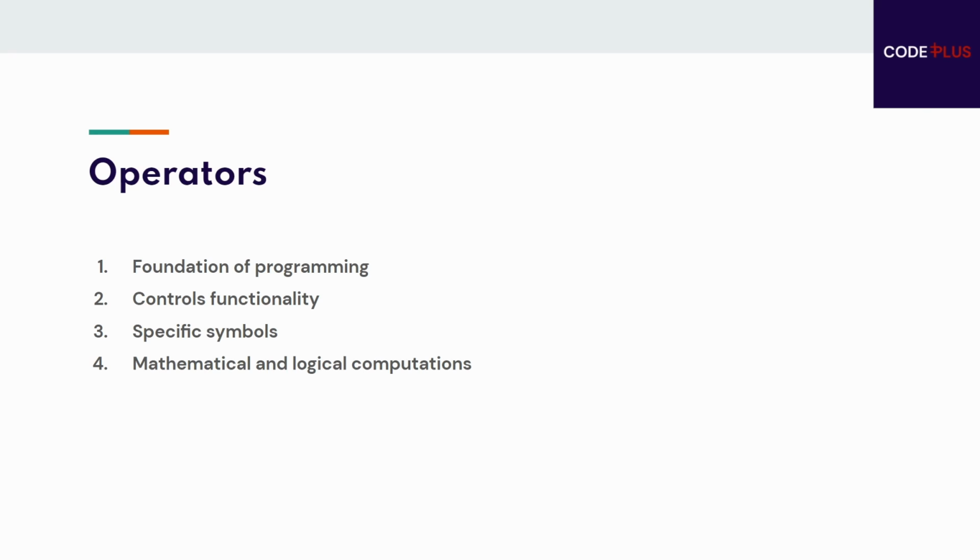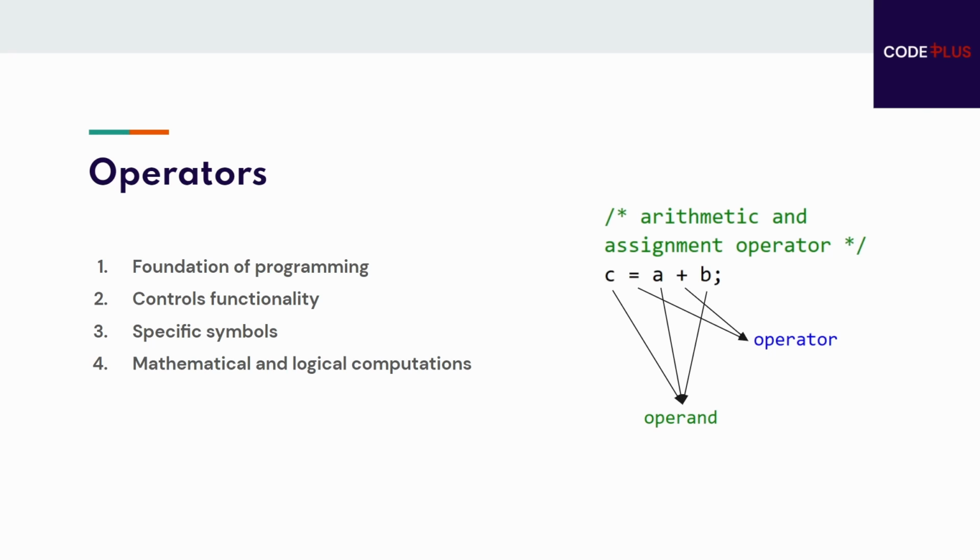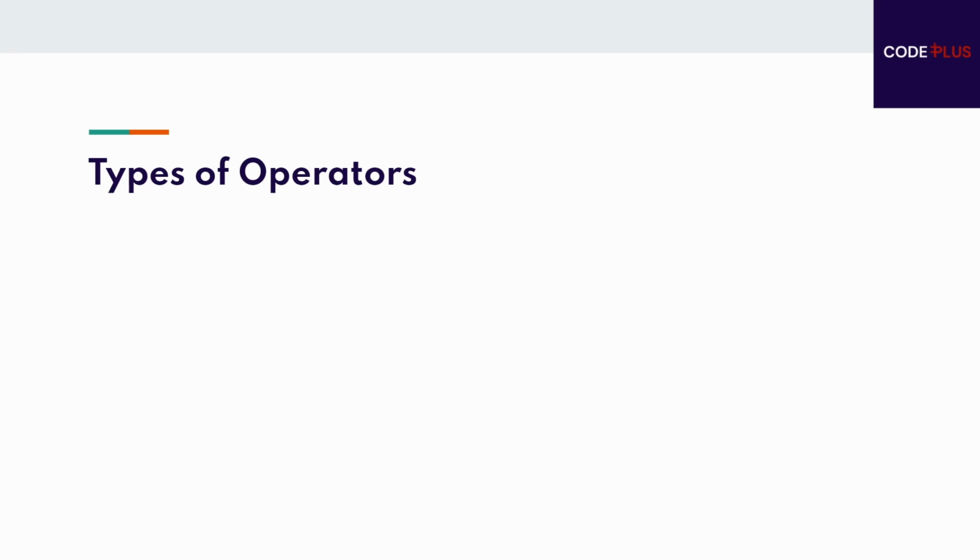For example, consider the statement C = A + B. Here, plus and equal to are addition and assignment operators, and A, B, C are operands. The operators inform the compiler to add the value of the operands A and B and assign the value to C.